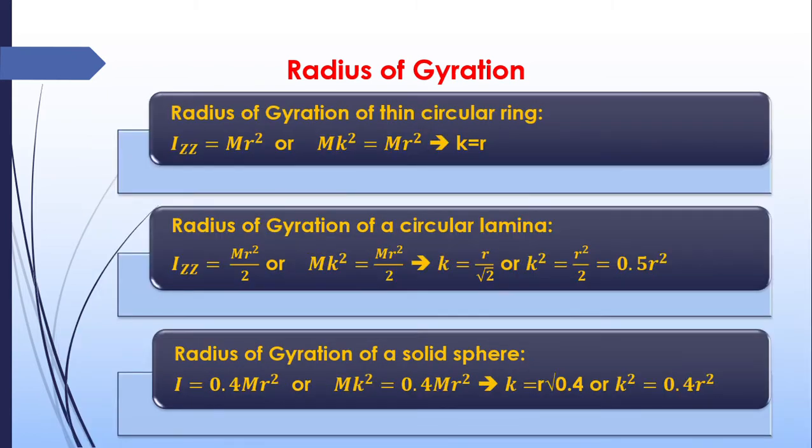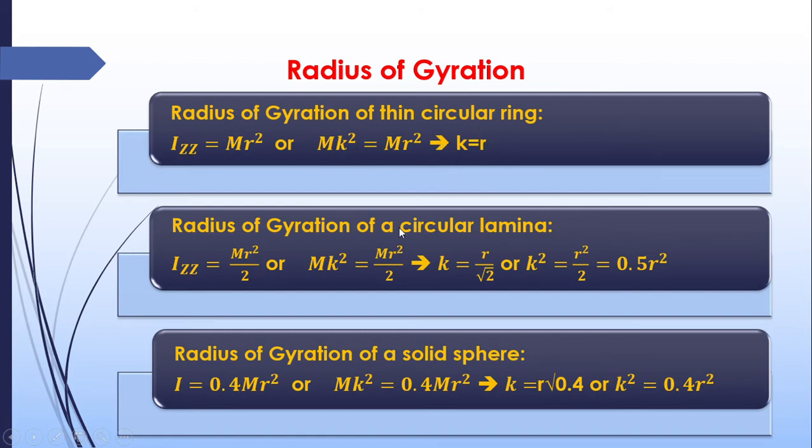And these are some radii of gyration for particular geometrical structures. For a circular ring, it is equal to r, because its moment of inertia Izz is equal to mr square. Mass into distance square, where distance means the radius. So here mr square, we can equate it with mk square. So k is equal to r.